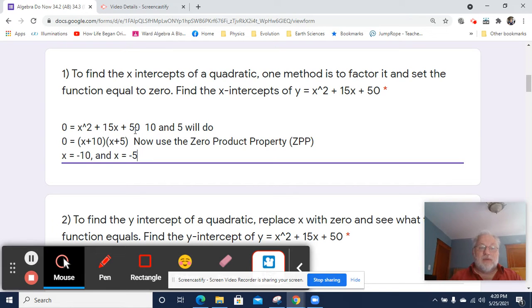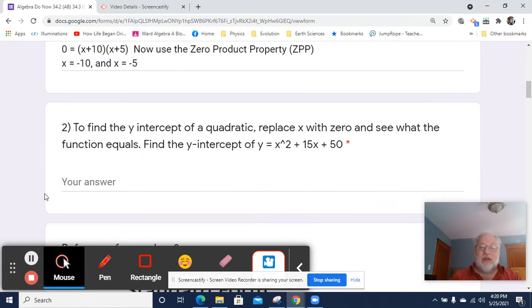You could plug it in up here. Negative 10 squared is 100. 15 times negative 10 will be negative 150. So 100 plus negative 150 is negative 50. Plus 50 is back to 0. Negative 5 squared is going to be 25. Plus 15 times negative 5 will be negative 75. So 25 minus 75 is negative 50, plus 50, and that equals 0 as well.